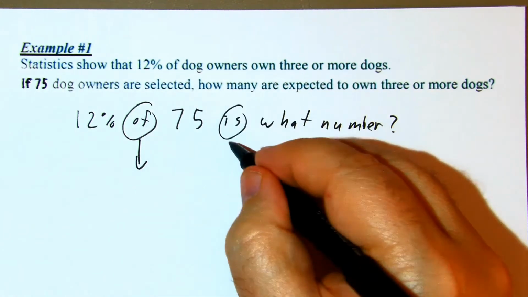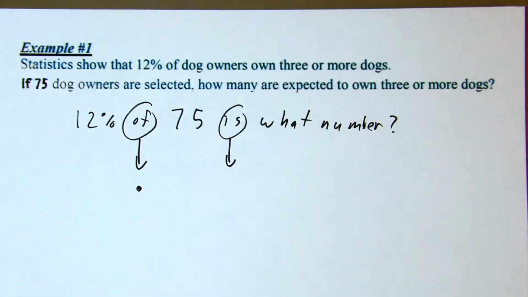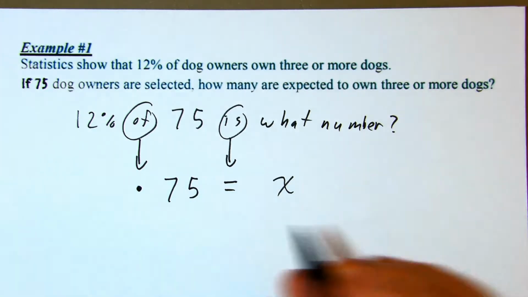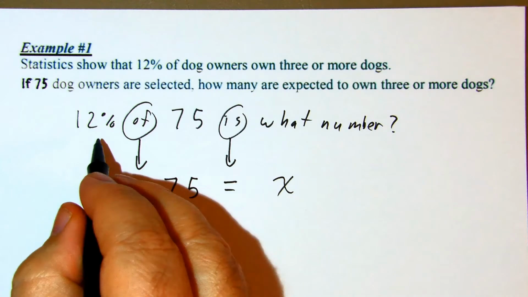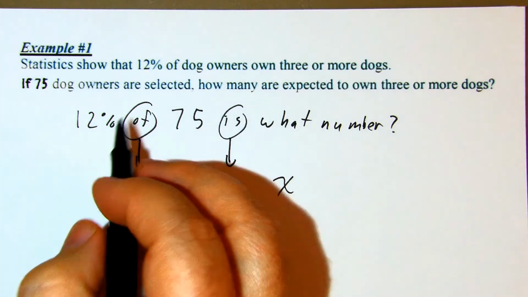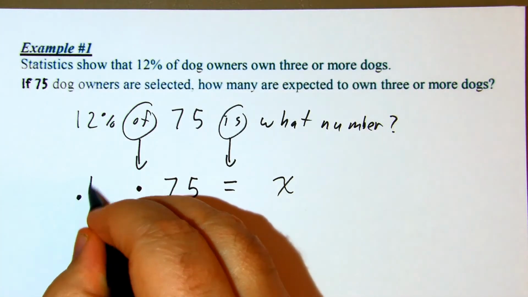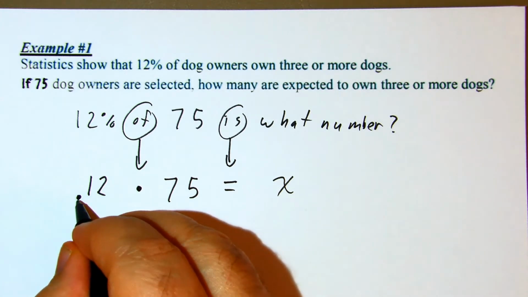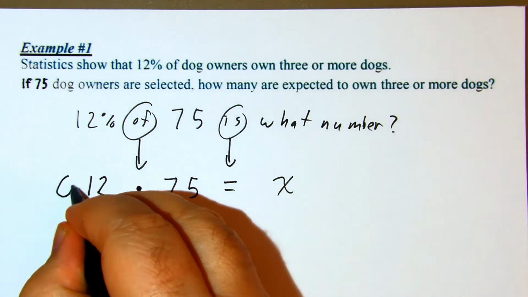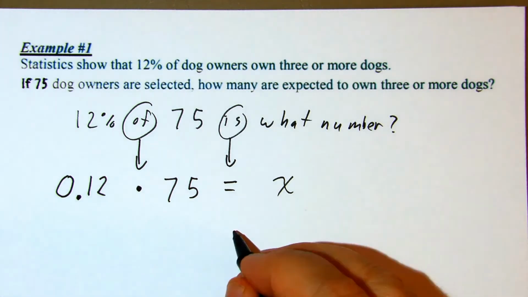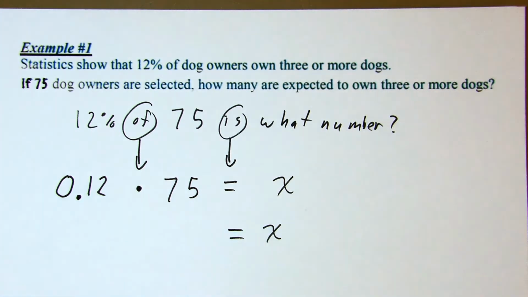Recall that with the equation method, of becomes your multiplication dot, is becomes an equal. 75 and what number can come down as 75 and x. 12%, recall that when we're pulling a percentage down into our equation, we want to change it to a decimal. It would start to the right of the 2 and end up 2 places over. So it ends up over here, and we typically write the 0 out in front. This equation is nice because it's already solved for x. X is already by itself.